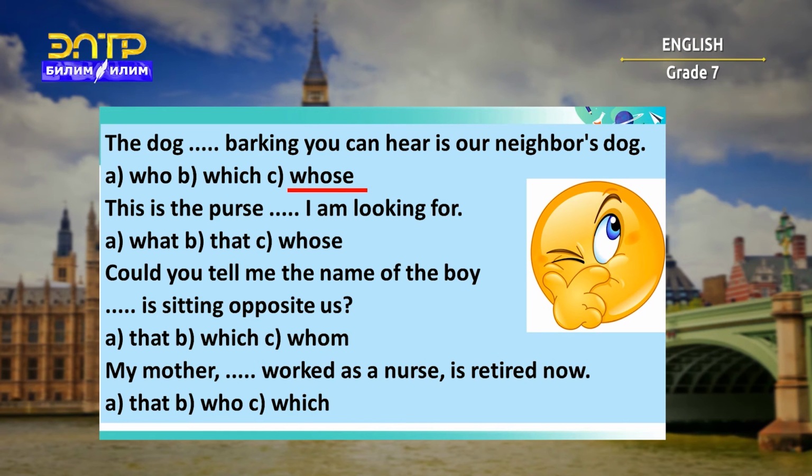And the second one, this is the purse that I am looking for. And the right answer here is B. And the third one, here the right answer is A. Could you tell me the name of the boy that is sitting opposite us? And the last one, the right answer here is who. My mother, who worked as a nurse, is retired now. Good job. Let's move to the next task.